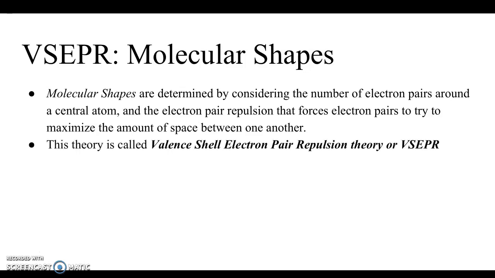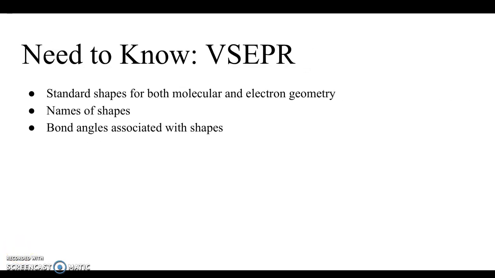This theory is called the valence shell electron pair repulsion theory, or VSEPR for short. So we'll be spending a few days on this theory, and that's because there's a lot of information that you need to know about VSEPR. You need to know what the standard shapes, both for molecular and electron geometry, look like. You're also going to need to know the names of those shapes and the general bond angles associated with the shapes. So there is a decent amount of memorizing to go along with this topic.